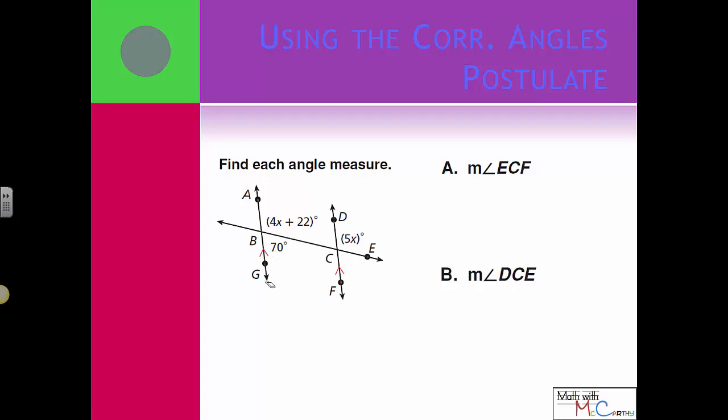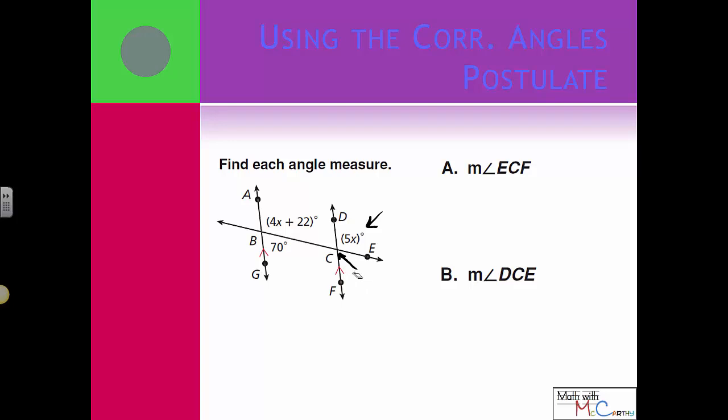So we have 2 parallel lines. Line AG is parallel to line DF in this example, and they want us to find each of the measures of the angles. So they want us to find angle ECF, that's this angle right in here. And they want us to find angle DCE. Angle DCE, that's that angle right there. So I need to know the value of x.